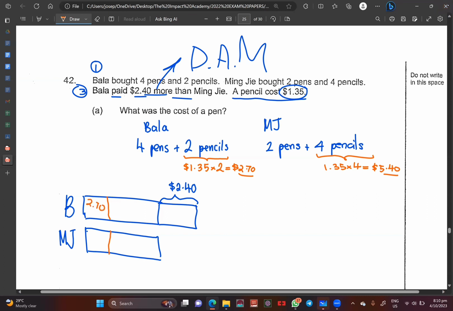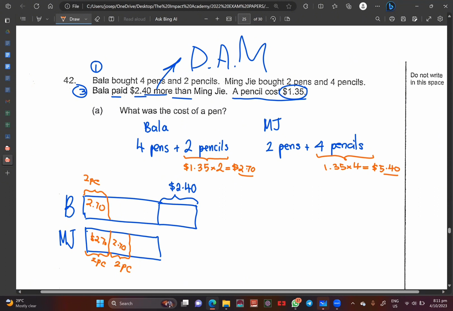Can you see this is 270? Yeah, 2 pencils. I just put PC for pencils, can? And then this is also 270. This is also 2 pencils. Does that make sense to you? But did Mingjie only buy 2 pencils, or did Mingjie buy more than that? He bought more than that. He bought how many pencils? 4. Very good. Can you see 2 PC again? Again, 270. Okay, make sense?